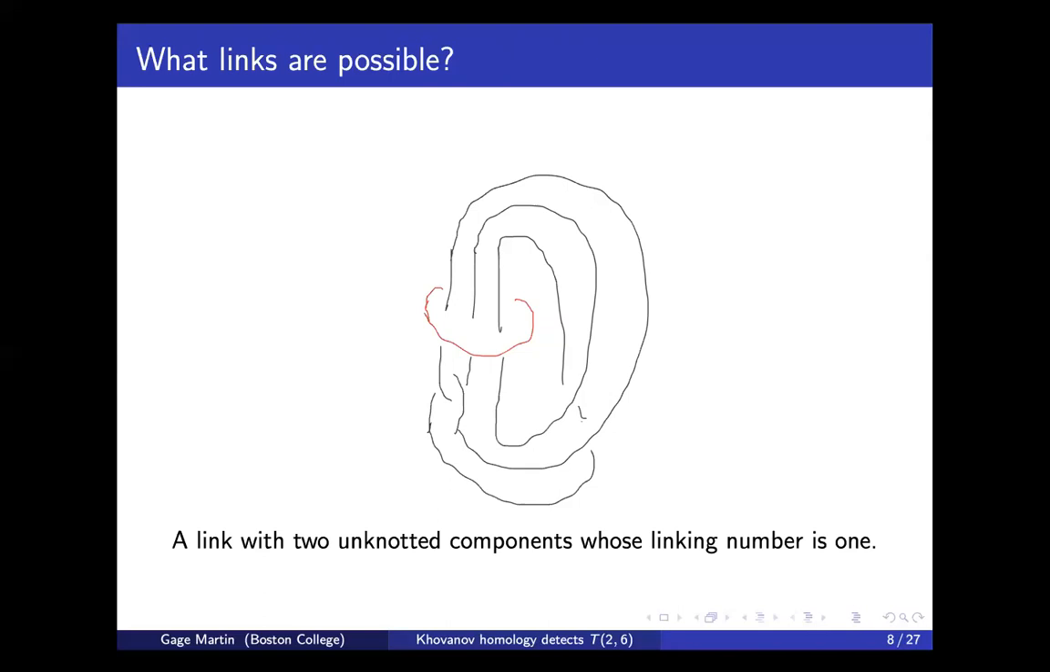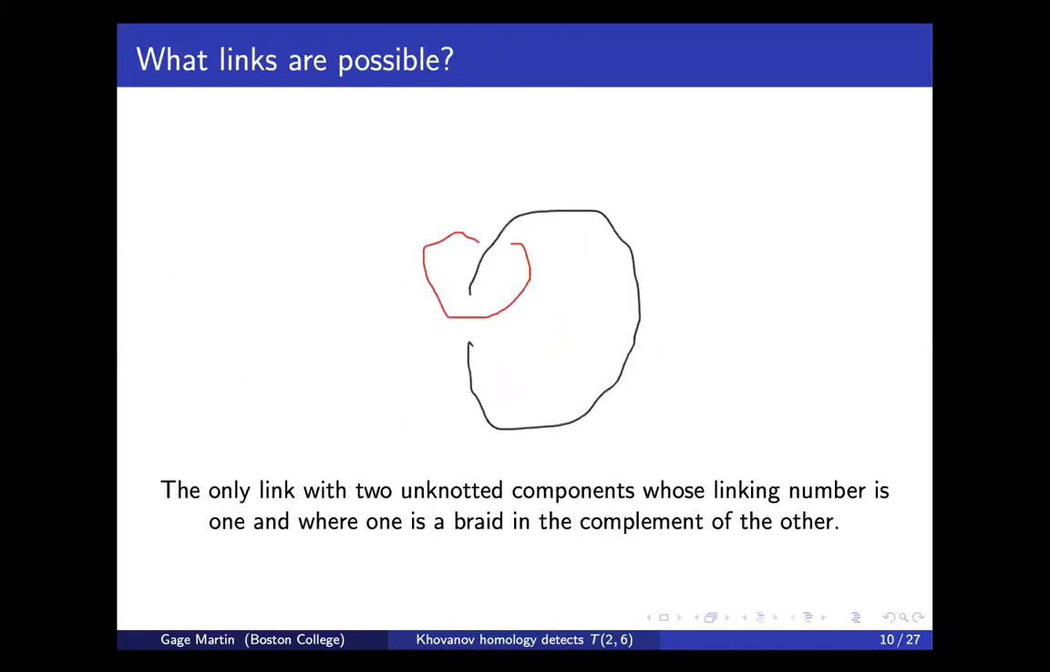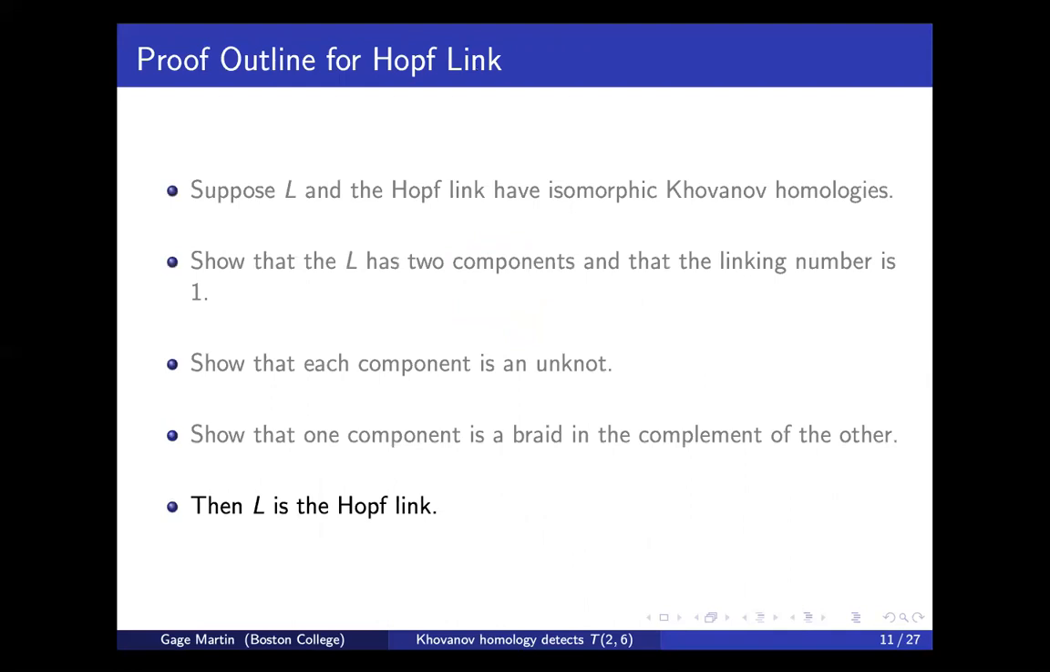Finally, you could show that one of the components is a braid in the complement of the other, which would rule out the link that we saw before and other links like that. This is actually then the only link you could have with two unknotted components where their linking number is 1 and one of the components is a braid in the complement of the other. So you've shown that Khovanov homology detects the Hopf link because this is the only possibility, and so our link L is the Hopf link.